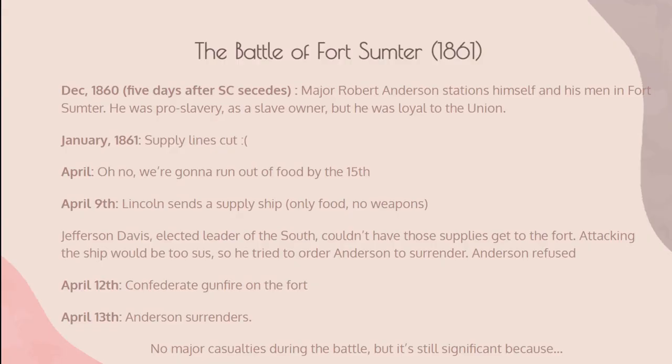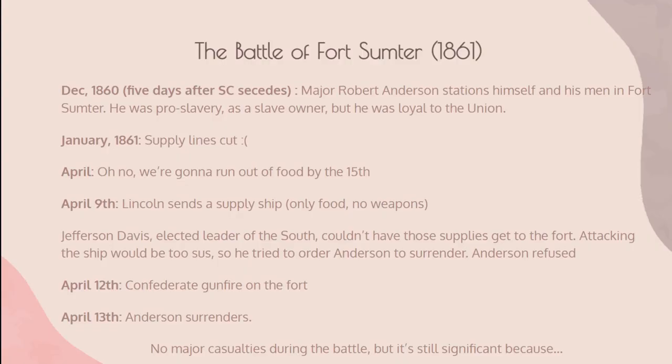In December of 1860, which is 5 days after South Carolina secedes, Major Robert Anderson stations himself and his men at Fort Sumter. He was really pro-slavery as a slave owner, but he was also loyal to the Union, and we see the Union is the North pretty much, and the Confederate is the South. And in January 1861, supply lines are cut. I was trying to read up on this. I'm pretty sure this was not North targeting South or anything like that. I think they were just cut randomly, and it was an unfortunate event. By April, Major Robert Anderson's like, oh god, we're gonna run out of food, aren't we?